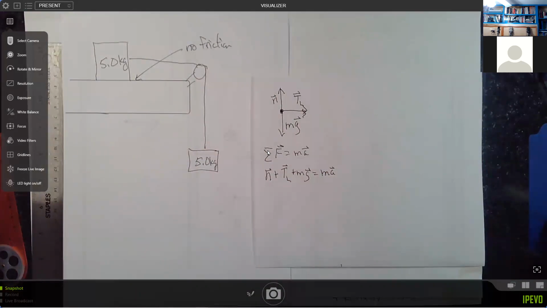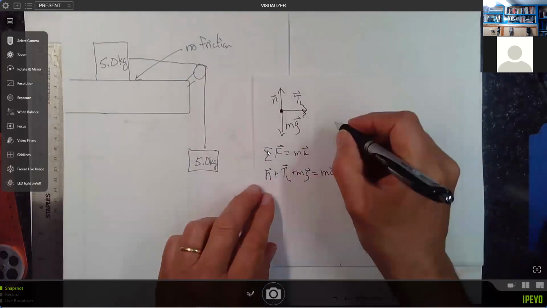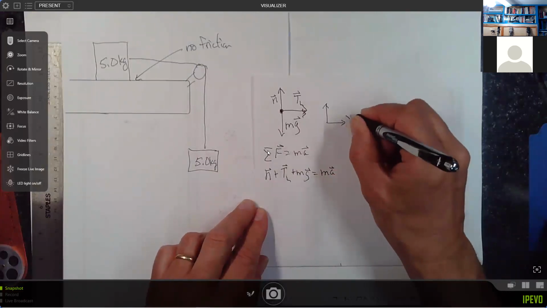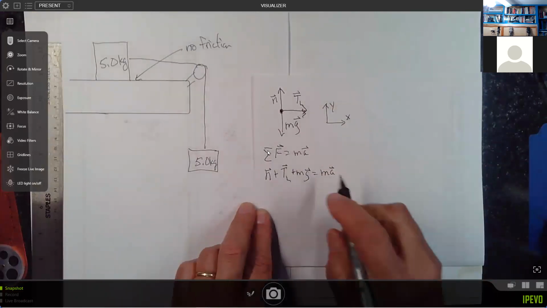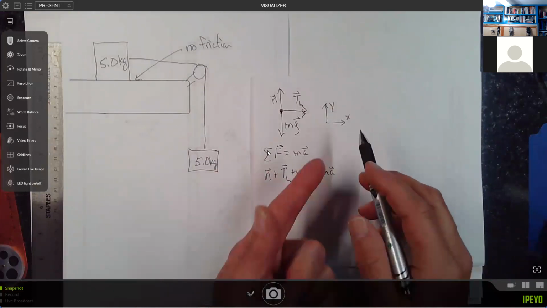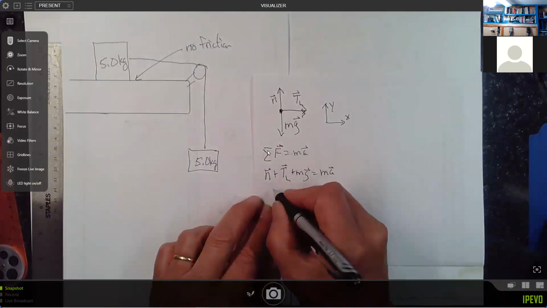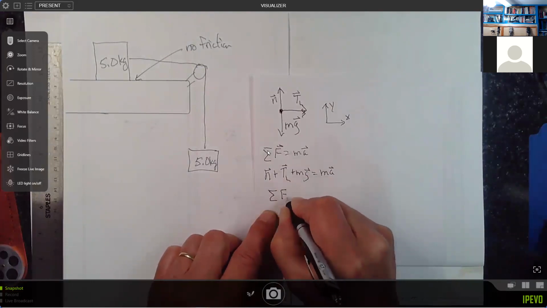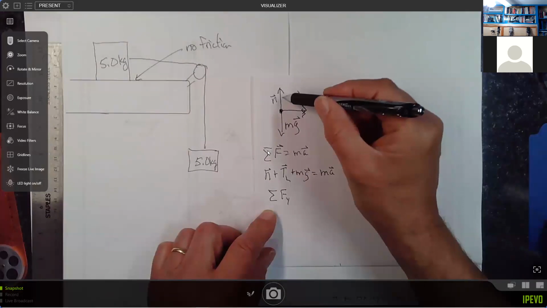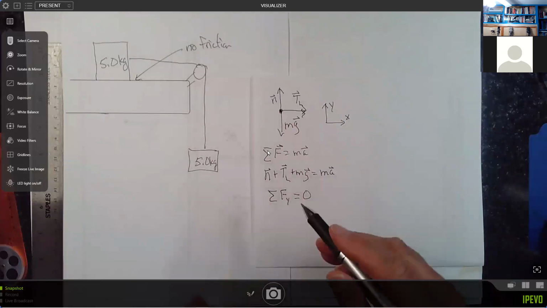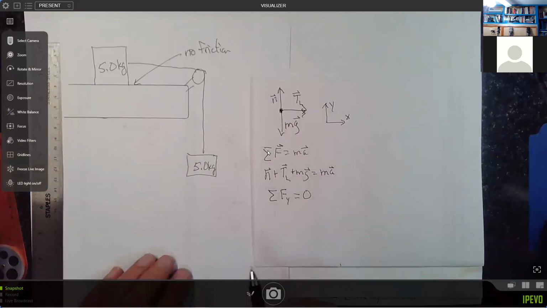Then I take it and split it into components. I'll pick a direction for x and a direction for y, and I'll let x point to the right and y point upward. Then I write Newton's second law in each of those directions. The first thing I would do is for the forces in the y direction, which are the normal force and mg. The sum of those forces is going to equal 0 because nothing happens in the y direction for this mass. It's going to move sideways.